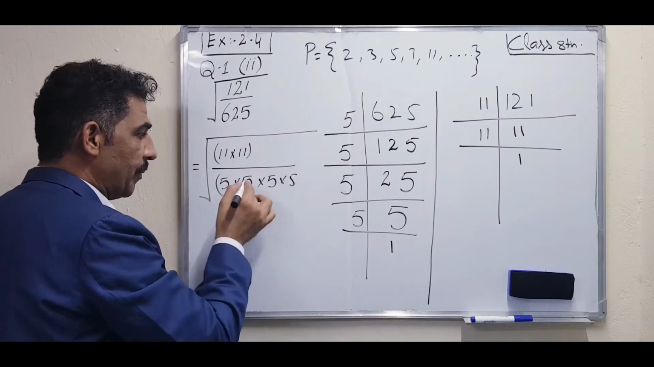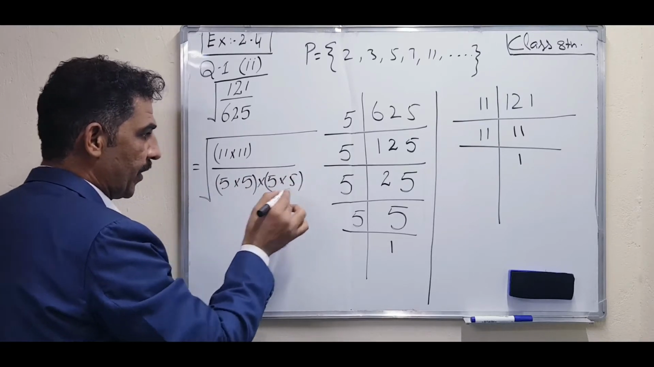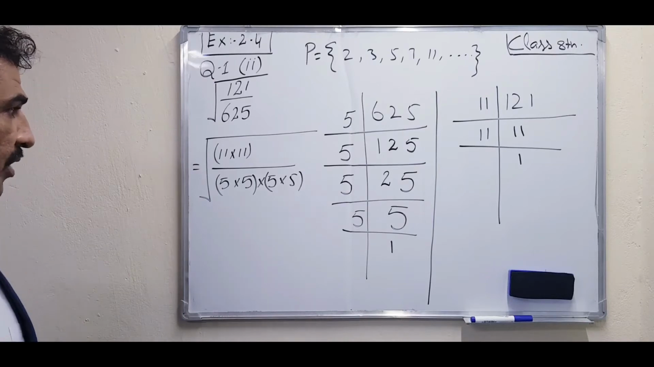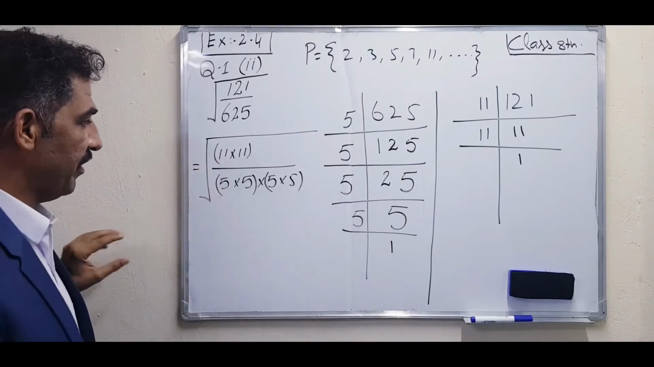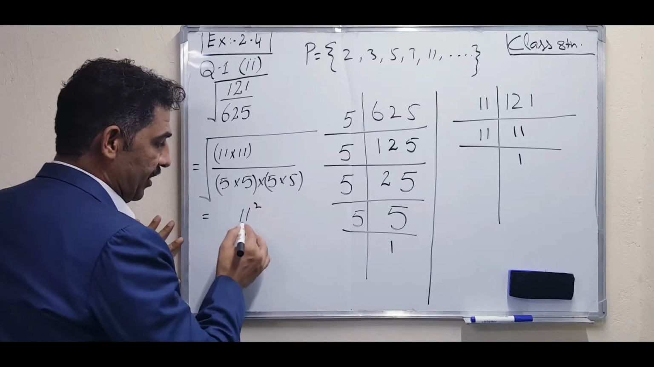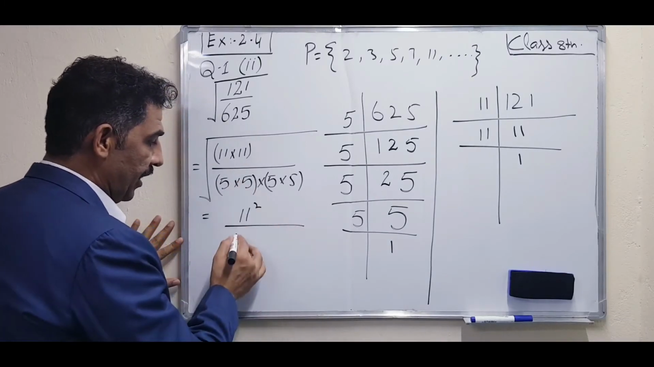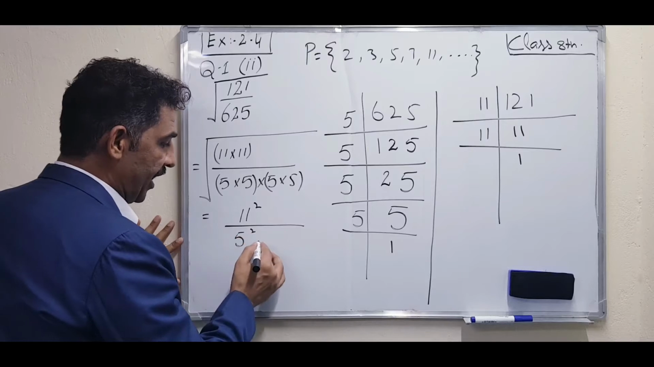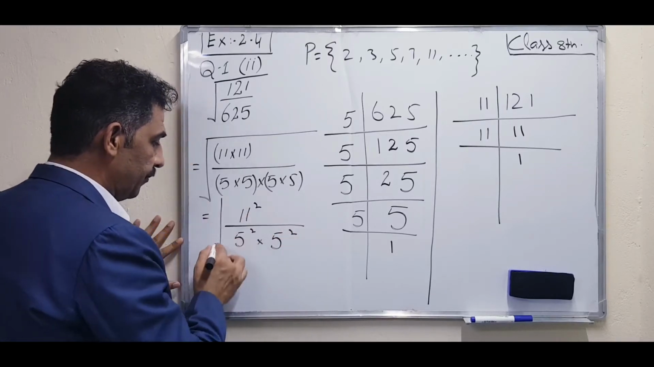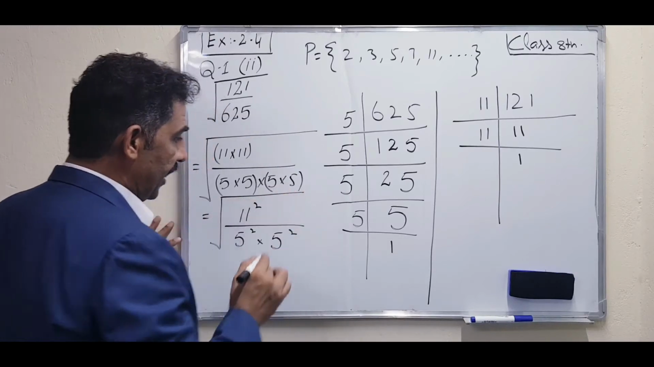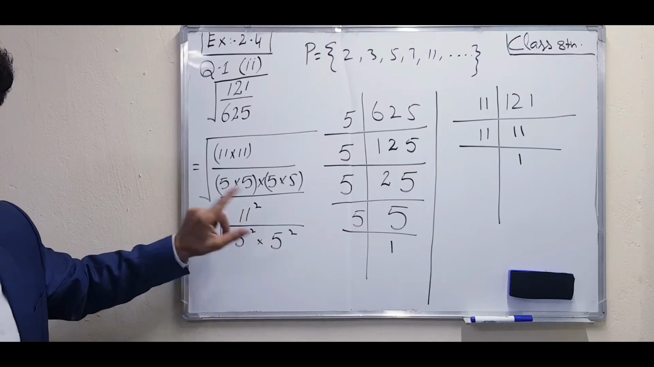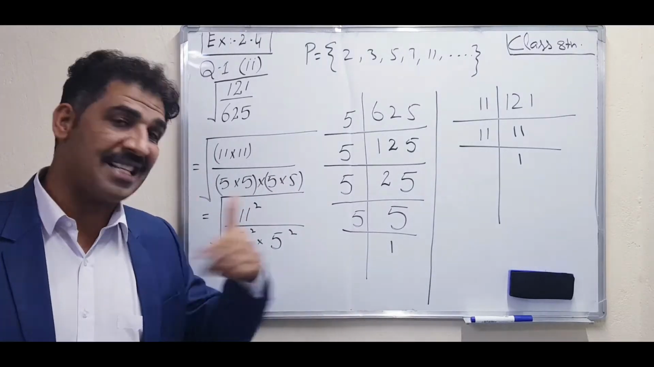You have to make pairs. Why? Because we want to cancel the square root with the square sign. 11 into 11 means 11 is twice, the power is 2. Here 5 raised to power 2, or exponent 2, and here also 5 exponent 2. The square root cancels all the power 2, and with the multiplication sign you can cancel directly.